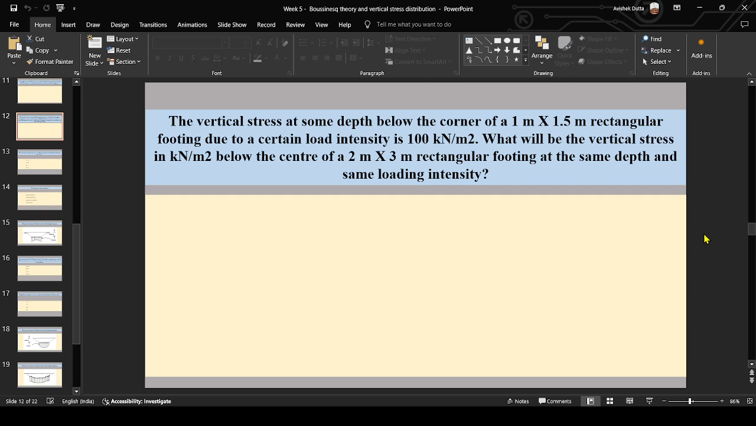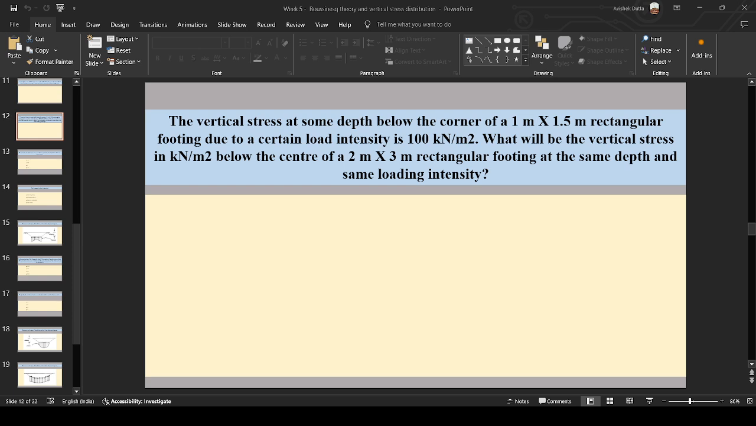I'll repeat the question. The vertical stress at some depth below the corner of a 1 meter by 1.5 meter rectangular footing due to a certain load intensity is 100 kilonewton per meter square. What will be the vertical stress in kilonewton per meter square below the center of a 2 meter by 3 meter rectangular footing at the same depth and same loading intensity? Okay, I hope the question was clear. I'll go to the next question.